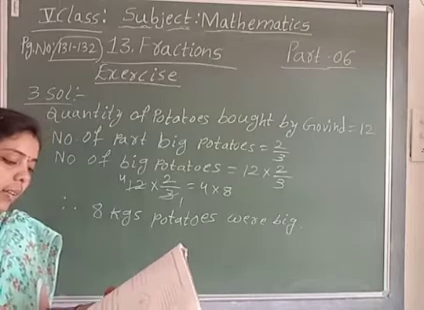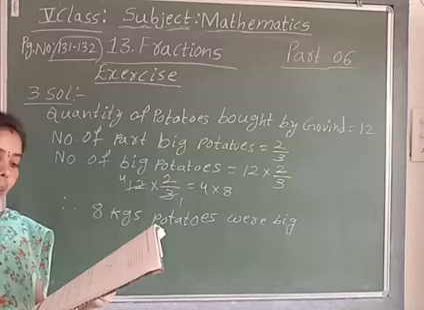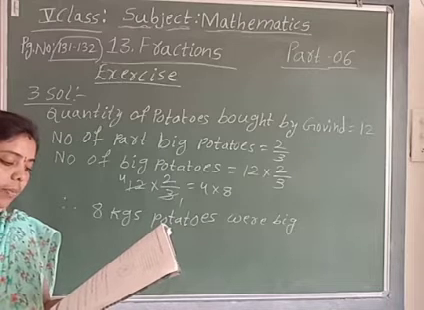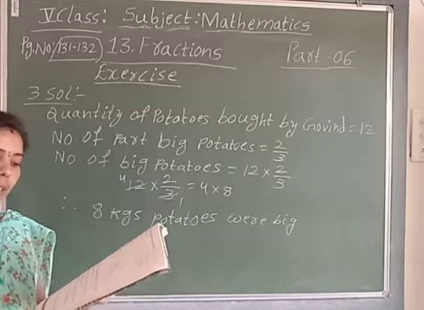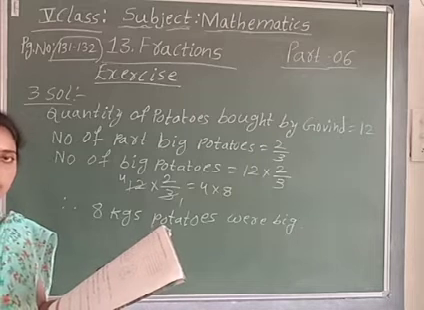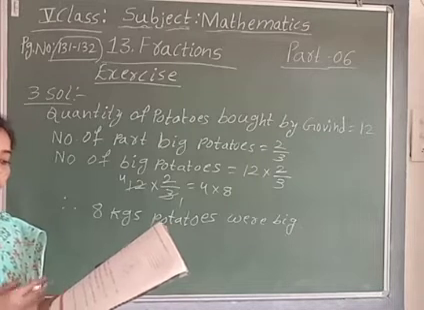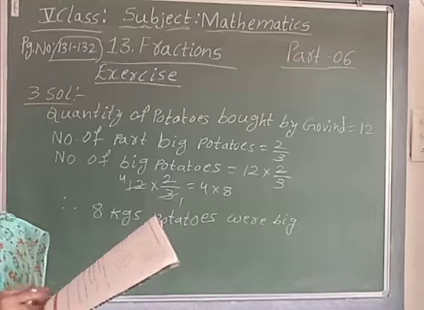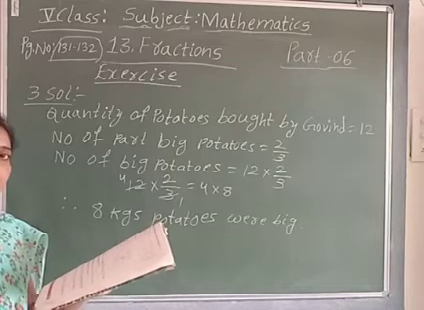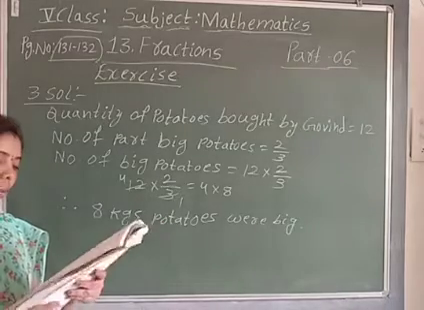Next, 4th one, see here children. Usman cycled 7 by 10 of the distance from home to school. The rest of the distance he walked. So what part of the distance does he walk? Total 10 parts, given no? So 7 parts only he cycled. So the remaining part is 10 minus 7, 3 only. Okay, do that for the problem.